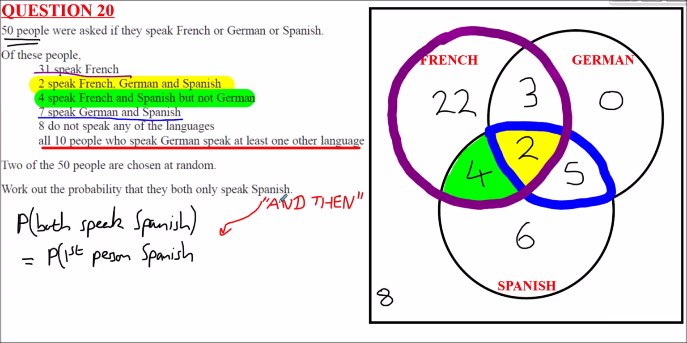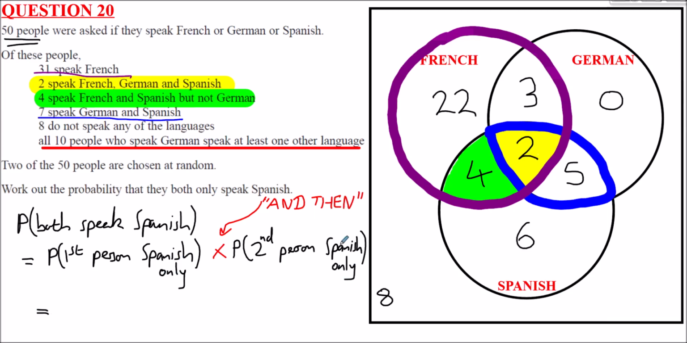Now, why am I writing "and then"? It's because I do think there's a point worth making about the language. If probability can be phrased in terms of one thing and then the other, it will imply we multiply the probabilities together. So it's the probability of the first person being chosen to speak Spanish multiplied by the probability that the second person speaks Spanish. So I should say Spanish only, just to make it perfectly clear.